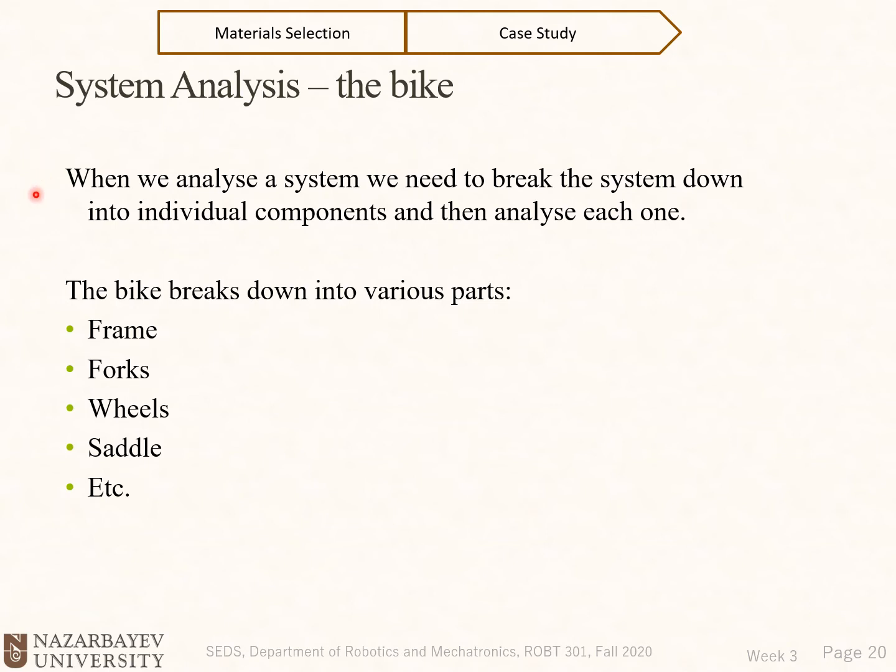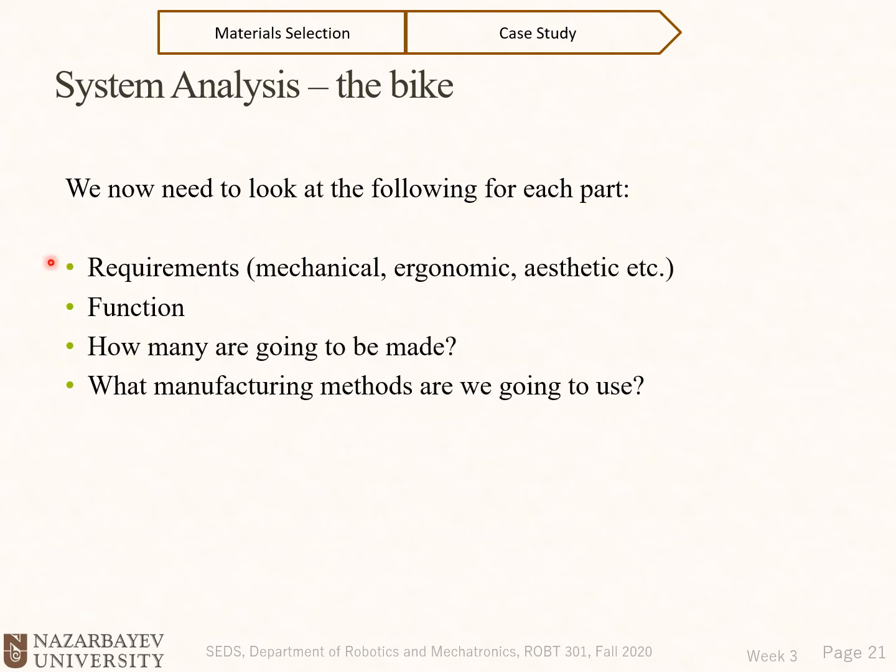Okay, so when we analyze the system, we need to break the system down into individual components and then analyze each one. The bike breaks down into various parts, yes: frames, forks, wheels, saddle, etc. But now our focus is the frame. We need to look at the following for each part: requirements, mechanical, ergonomic, static, etc., function, how many are going to be made, what manufacturing methods we are going to use. This manufacturing method sometimes overshadows all the above questions.